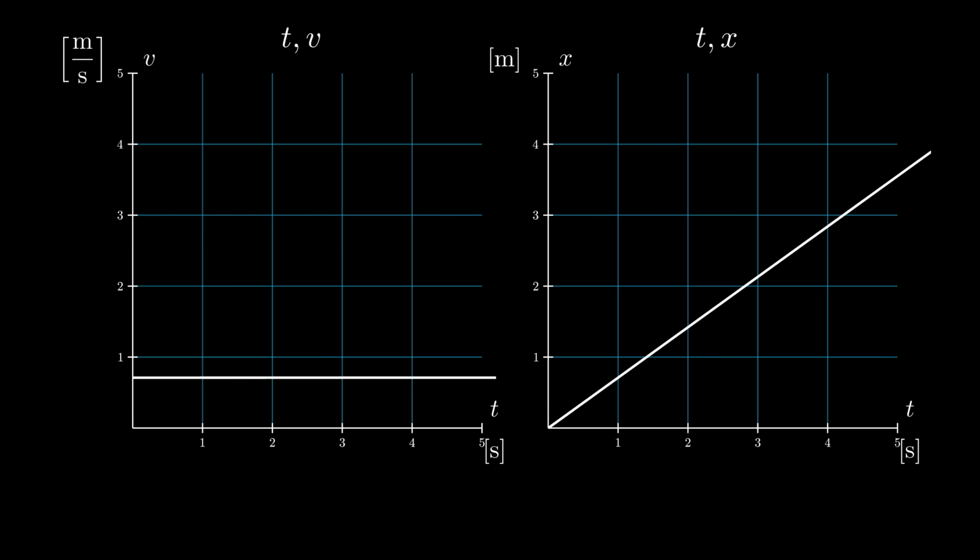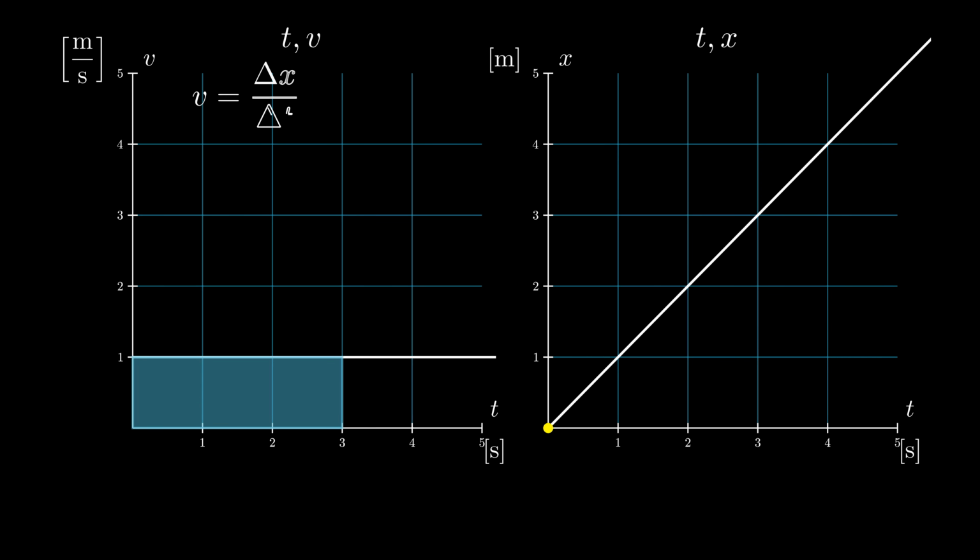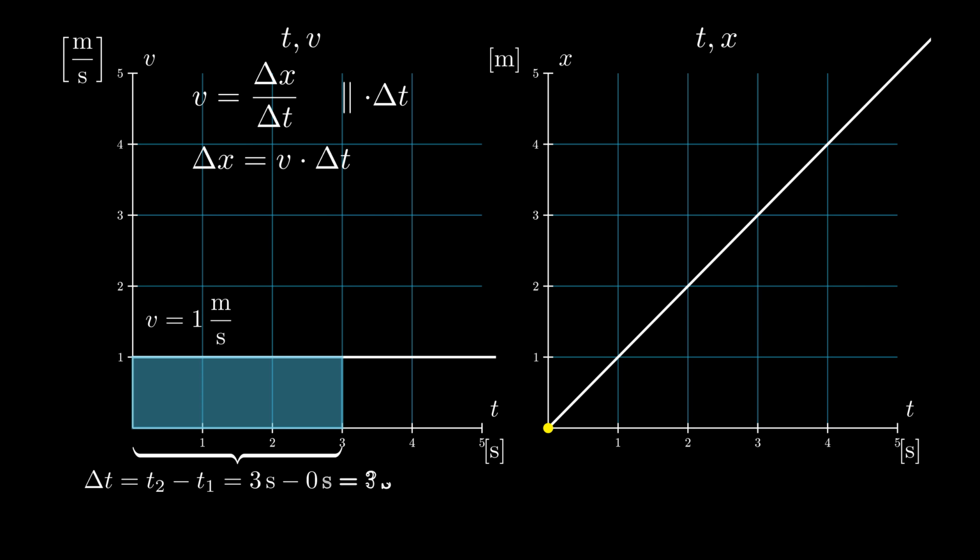Next, let's investigate the physical interpretation of the area under the curve in the velocity coordinate system. Let's start by solving for displacement using the velocity equation. Displacement is calculated as velocity multiplied by the time change. The velocity is now 1 meter per second, and the time change is the final time t2 minus the initial time t1. This gives us 3 seconds, and when we substitute the velocity and time change into the formula, we get a displacement of 3 meters.